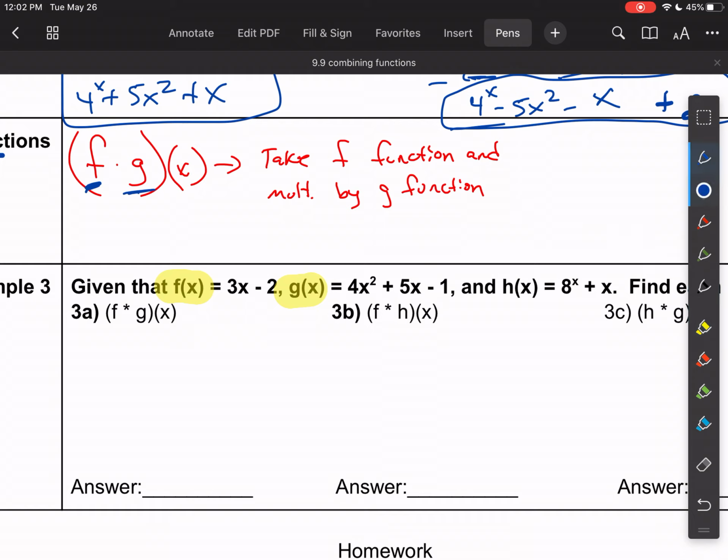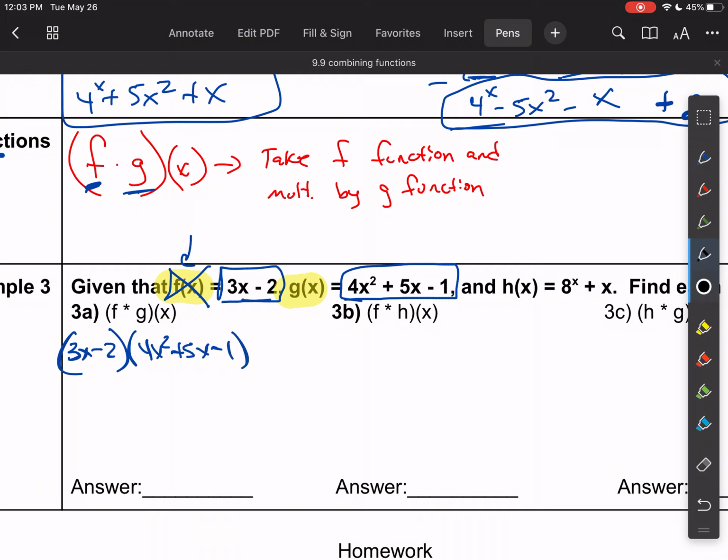I'm going to take those functions. I'm going to take 3x minus 2. Notice I'm not including this as part of it. The other thing I see is sometimes people try to plug this in somewhere. I'm just taking this function, 3x minus 2, and multiplying it by the g function, so 4x squared plus 5x minus 1. So I'm going to do that: 3x minus 2 multiplied by 4x squared plus 5x minus 1.